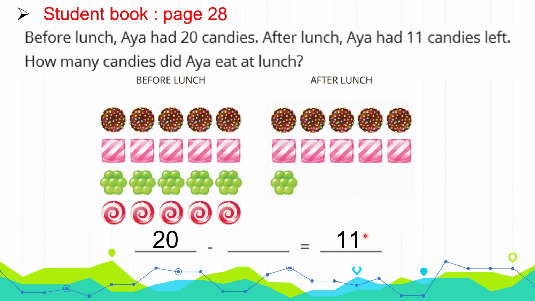So we will start from the smallest number, and I will start counting on after 11: 12, 13, 14, 15, 16, 17, 18, 19, 20. So I have 9 fingers on. So she ate 9 candies at lunch.